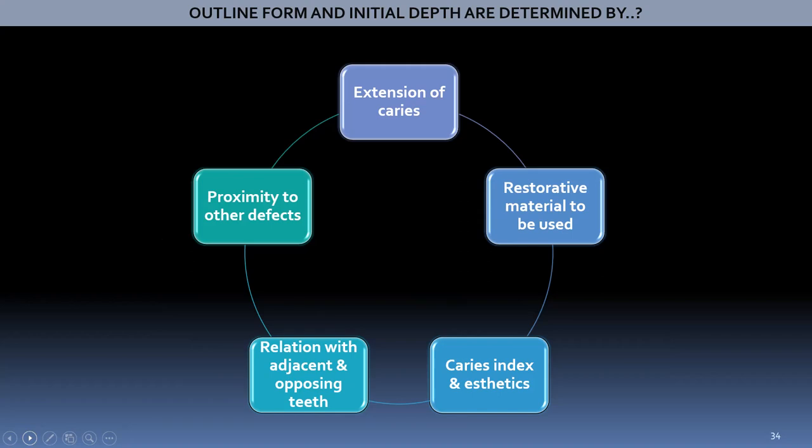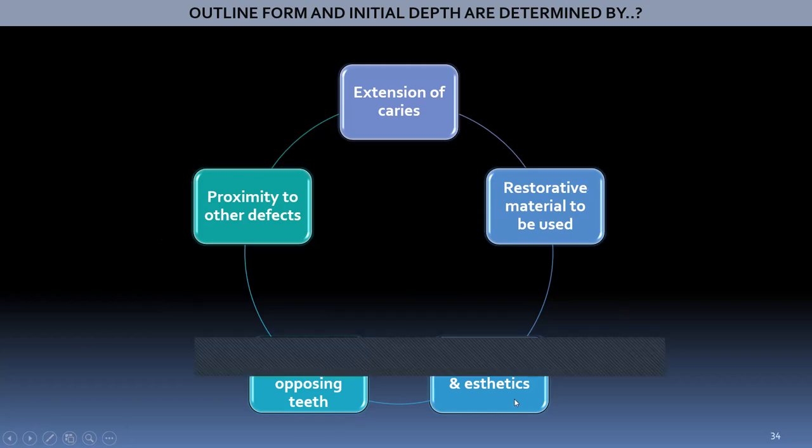The outline form and initial depth are determined by several factors, which include the extension of the caries, whether it is a class 1, class 2, class 5, class 3, whatever it may be, the restorative material that should be used, the aesthetic considerations and relations to adjacent and opposing teeth, and proximity to other defects.